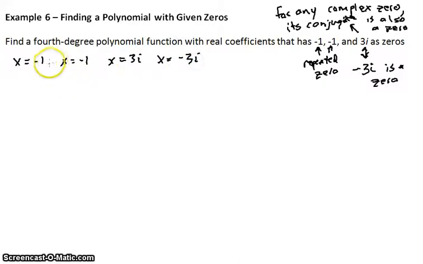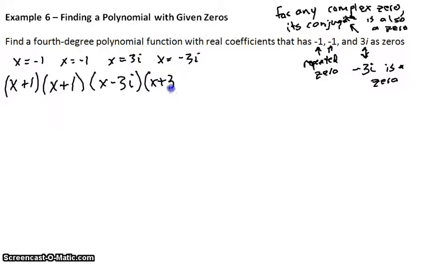Now, when I talked about this earlier, I talked about the fact that we have 4 possible solutions. I'm going to write these as linear factors. So I'm going to write this. I'm going to move this to the other side. I get x plus 1. I'm going to do the same thing for this one. For this one, it's going to be x minus 3i. And the next one is going to be x plus 3i. So we have 4 linear factors for this 4th degree polynomial.